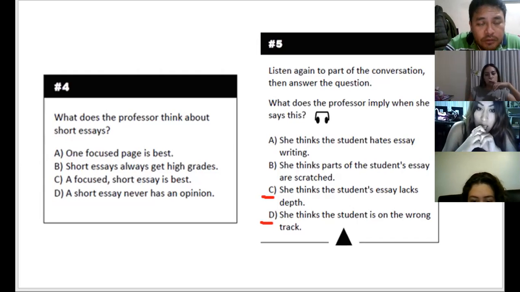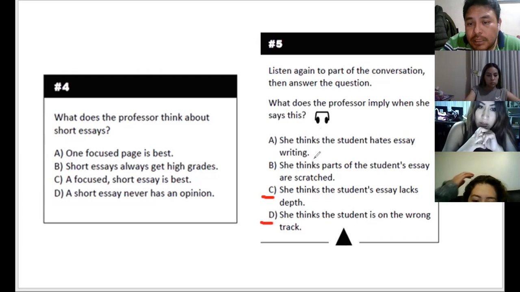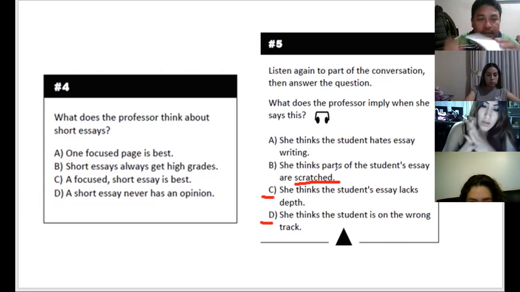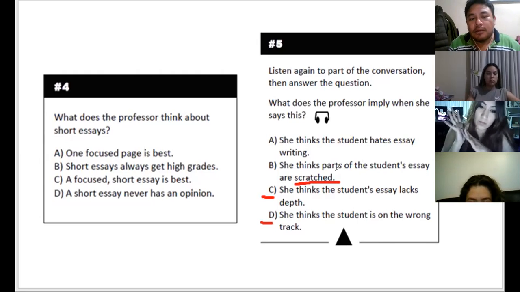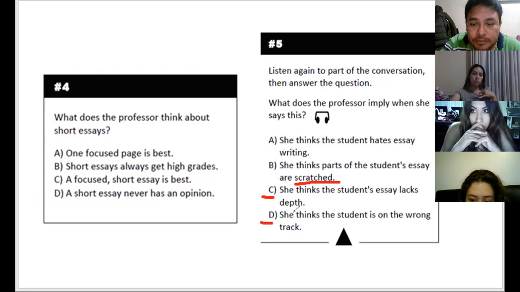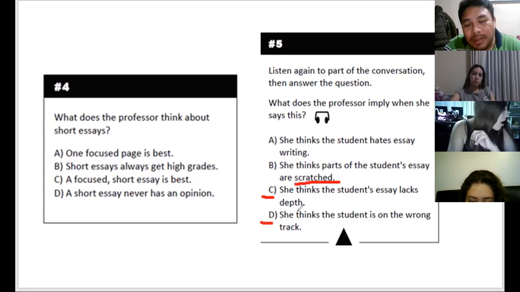Okay. So scratching the surface, as an expression, you're saying like a lack of ideas. So you say she thinks the students hate essay writing. It doesn't have anything to do with that. She thinks part of the students' essays are scratched. This is a literal definition of the word scratched. So no, it's not like saying the paper is scratched. She thinks the student is on the wrong track. You're not implying that.